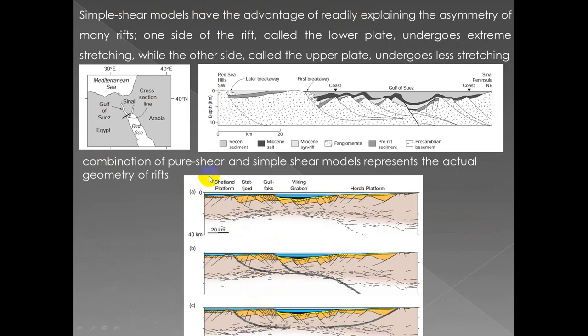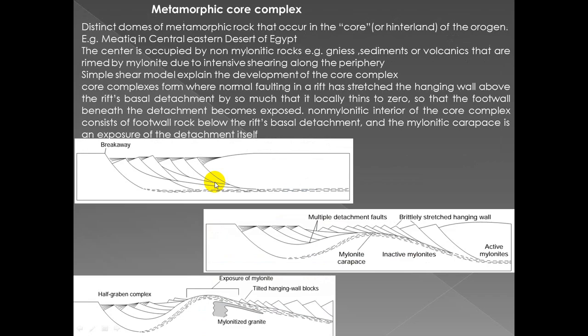But some authors, some scientists in the world, make a combination between the pure shear and simple shear models, representing the actual geometry of rifts. So most rifts can develop due to pure and simple shear at the same time. Okay.